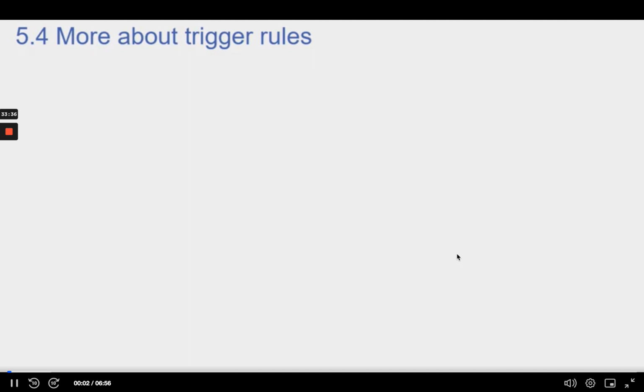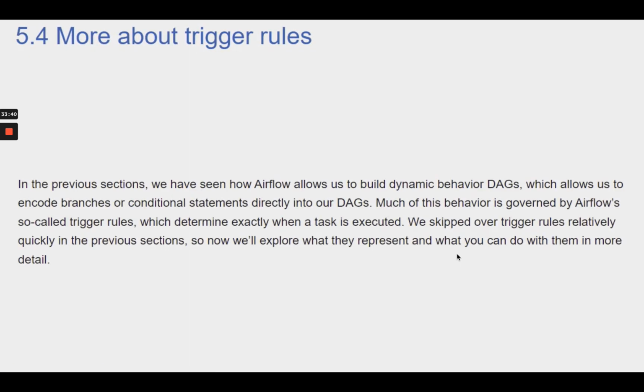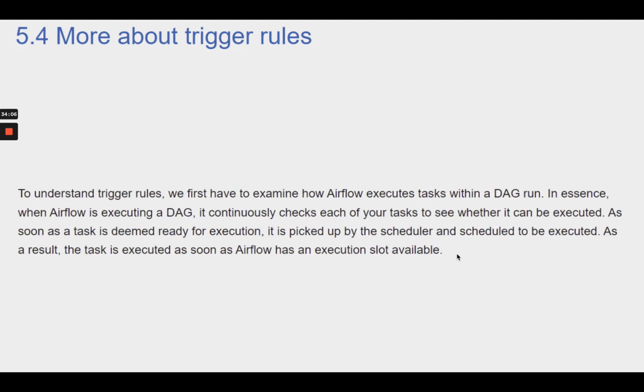Section 5.4. More about trigger rules. In the previous sections, we have seen how Airflow allows us to build dynamic behavior DAGs, which allows us to encode branches or conditional statements directly into our DAGs. Much of this behavior is governed by Airflow's so-called trigger rules, which determine exactly when a task is executed. We skipped over trigger rules relatively quickly in the previous sections, so now we'll explore what they represent and what you can do with them in more detail.